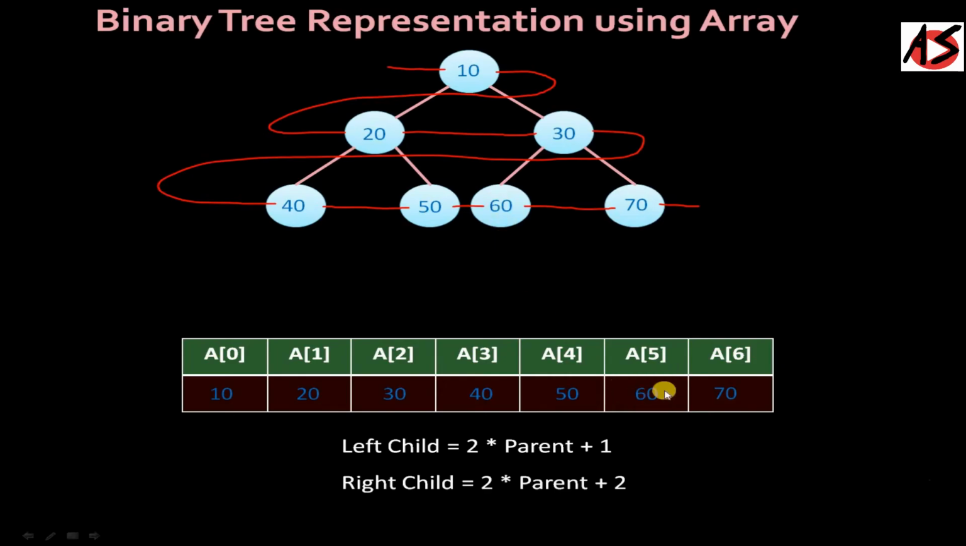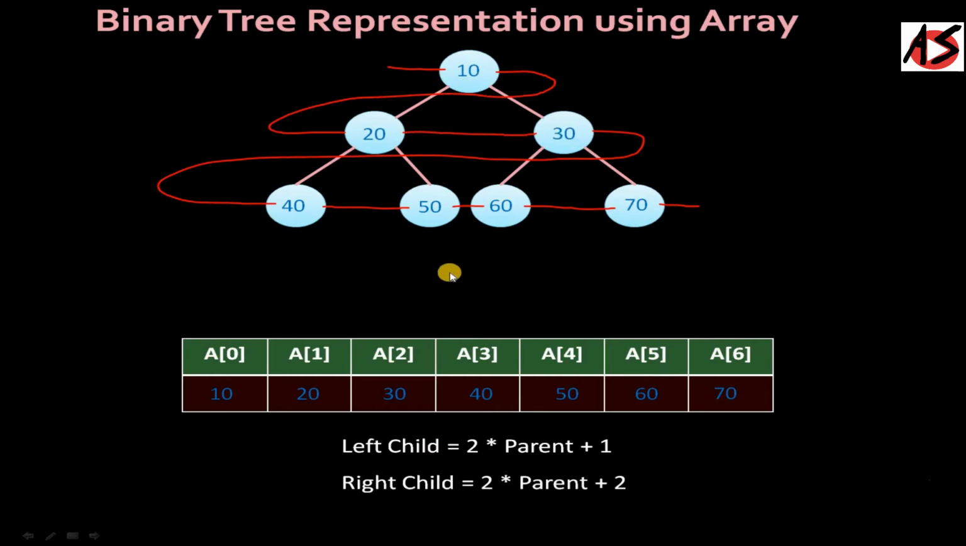And if you want to get the right child of node 30, you take the parent index as 2, that is 2 multiplied by 2, that is 4, plus 2, that is 6. So you will get the right child on the sixth index. So it is an easy calculation for getting the left child and right child. So you can preserve all the relationships of parents and children using array representation.